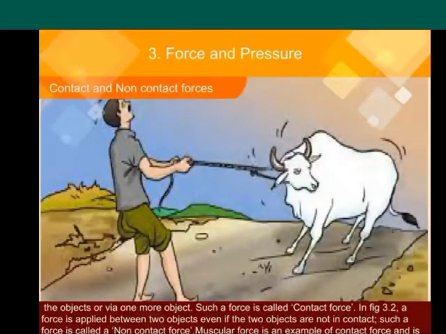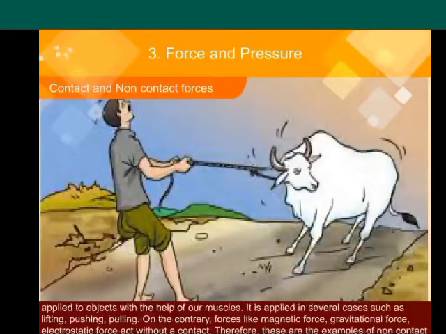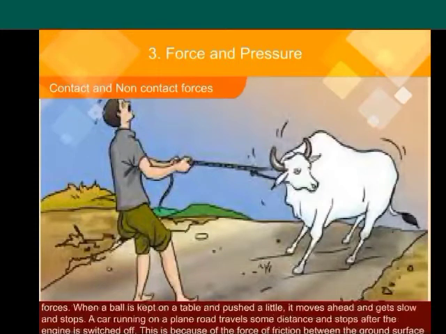Muscular force is an example of contact force and is applied to objects with the help of our muscles. It is applied in several cases, such as lifting, pushing, pulling. Other forces like magnetic force, gravitational force, electrostatic force act without a contact. Therefore, these are examples of non-contact forces.